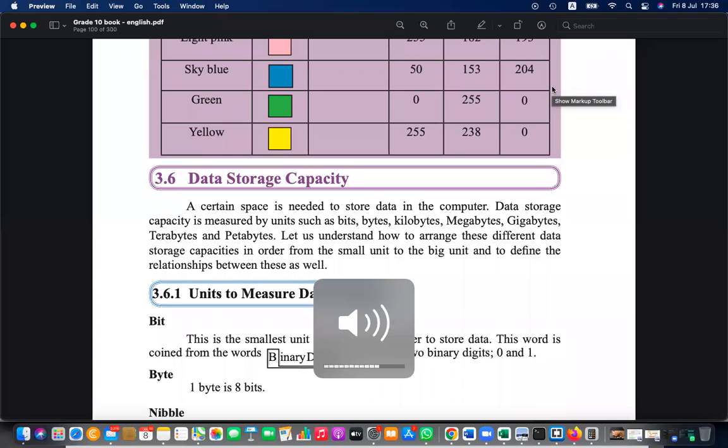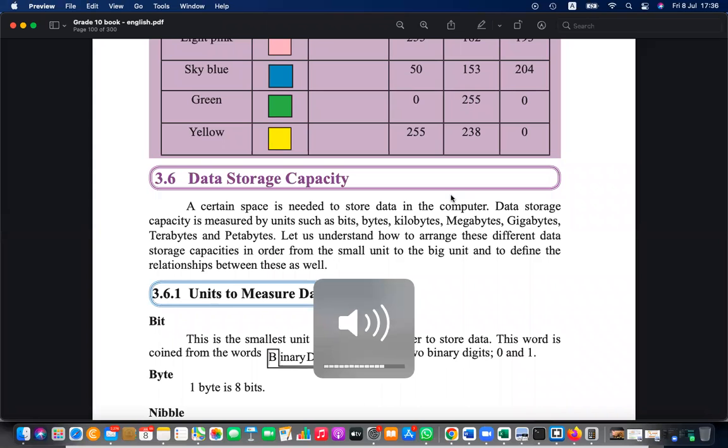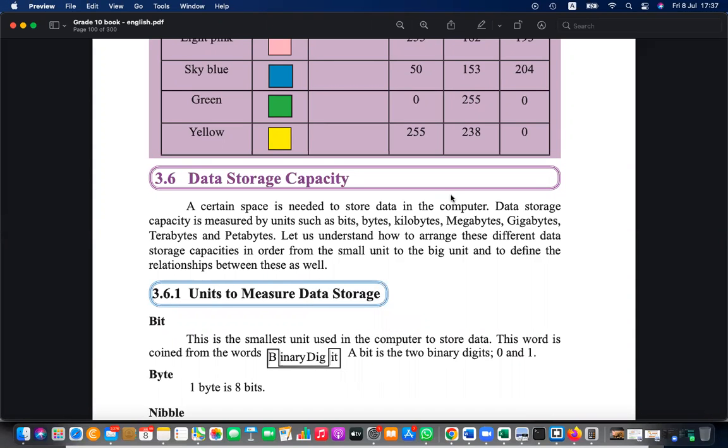Right. We will start from here. Last day summary, I just discussed how we convert numbers from different number systems. We discussed binary, octal, hexadecimal, and these number systems.